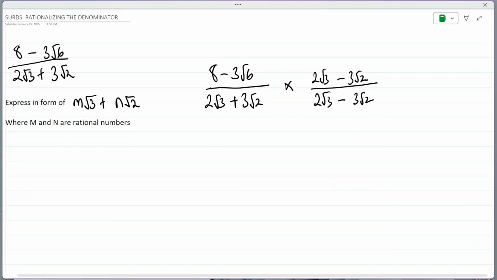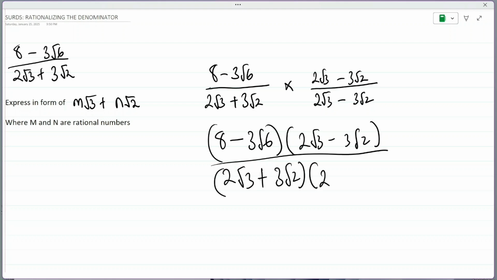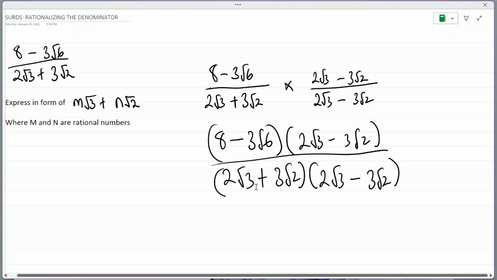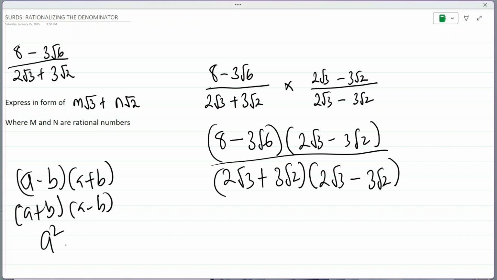We can rewrite as 8 minus 3 root 6 in bracket, in another bracket 2 root 3 minus 3 root 2, over 2 root 3 plus 3 root 2 in one bracket, 2 root 3 minus 3 root 2. Now, at the denominator, we have difference of two squares. You don't need to waste your time expanding if you know what you're supposed to do. It's like saying a minus b, a plus b, or a plus b, a minus b. They are both the same thing, means a squared minus b squared.